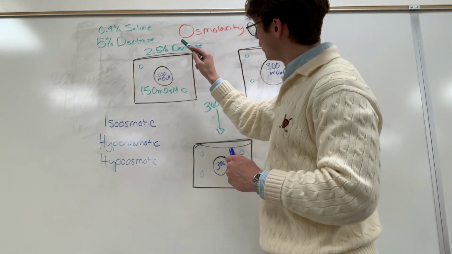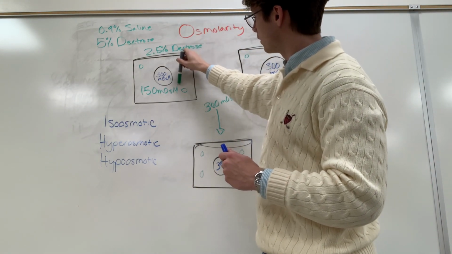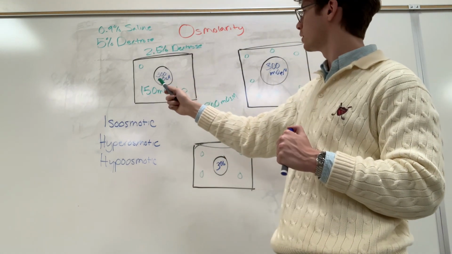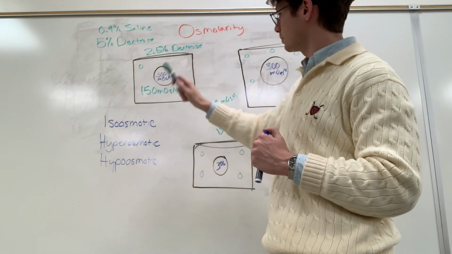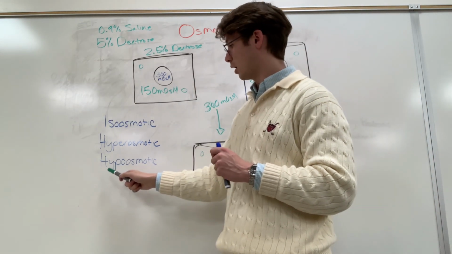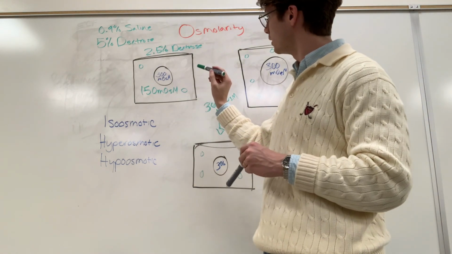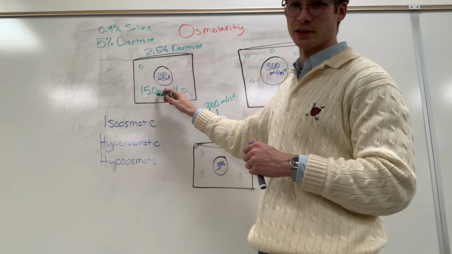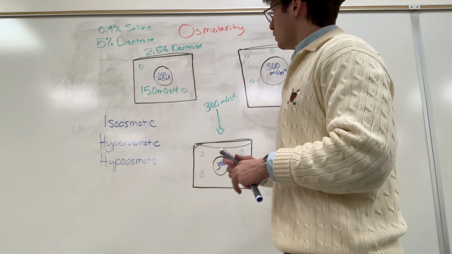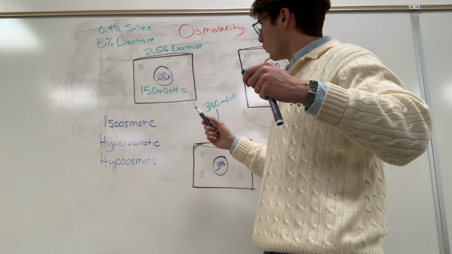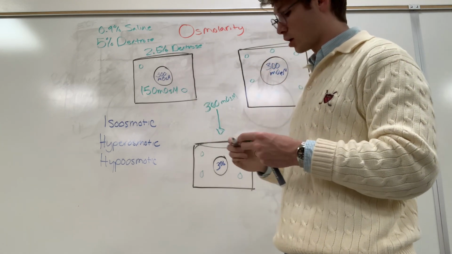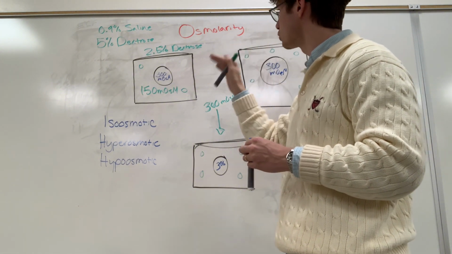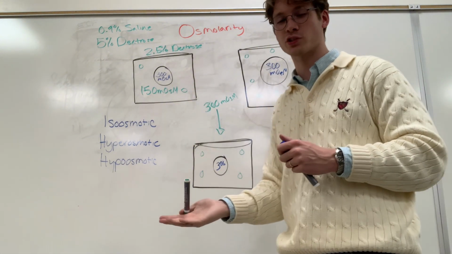So if we put in 150 milliosmolar of dextrose, but the inside of the cell has 300, we're going to refer to that as hypoosmotic, meaning the concentration on the inside of the cell is more than the outside of the cell. So when we say it's a hypoosmotic solution, we're referring to the concentration of the solution that we put into the extracellular fluid.